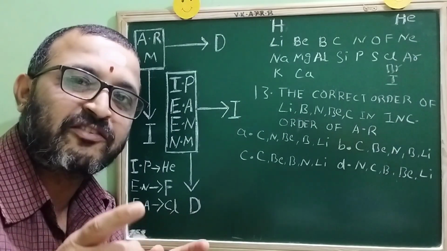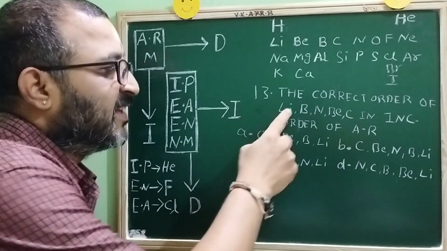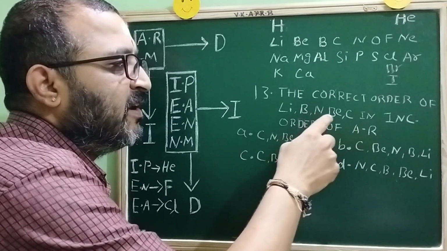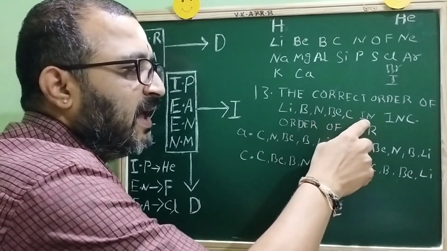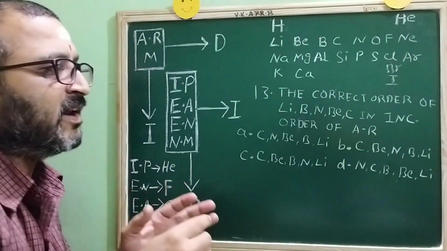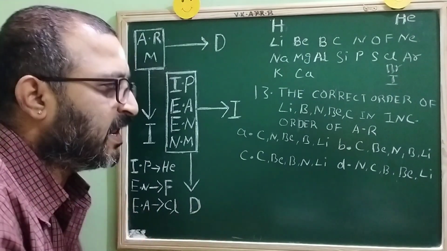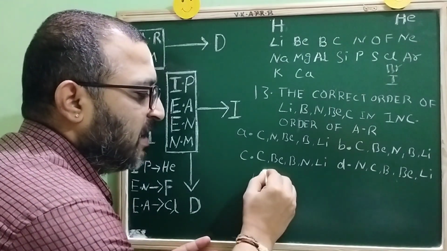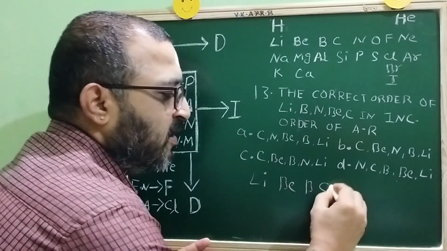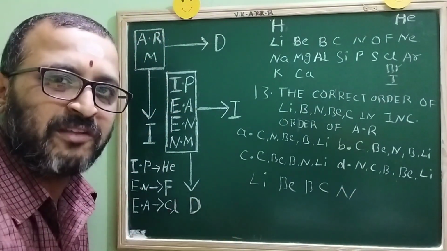Children, we'll proceed with the next question in periodic properties and its variation. That is question number 13. The correct order of lithium, boron, nitrogen, beryllium and carbon in increasing order of atomic radius. Children, first we'll arrange all these elements just like how they appear in the periodic table. When I do that, the first element we get is lithium, then beryllium, then boron, then carbon and nitrogen. Children, we all know that these elements belong to which period?